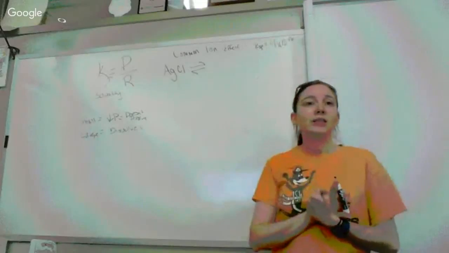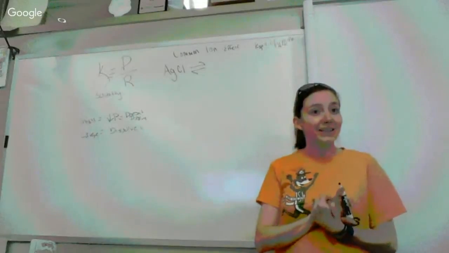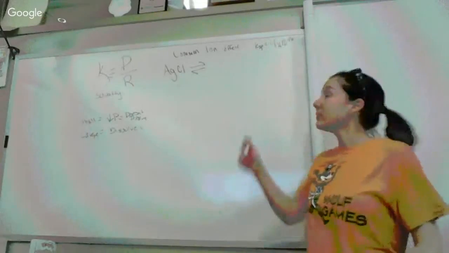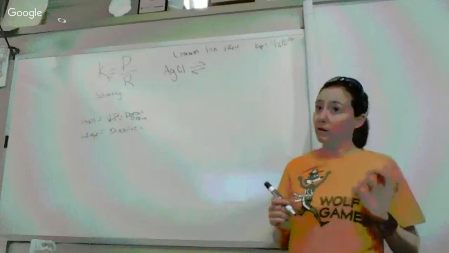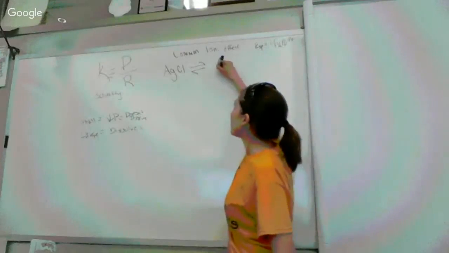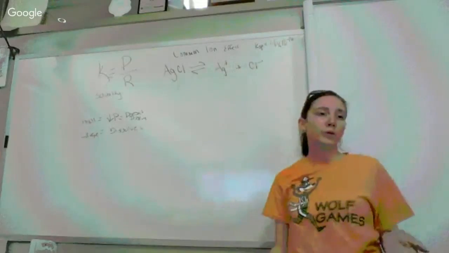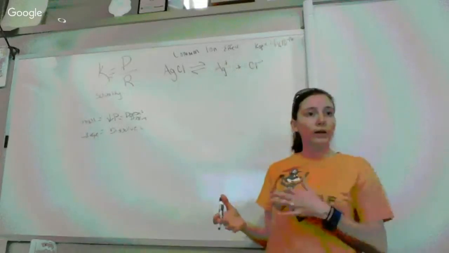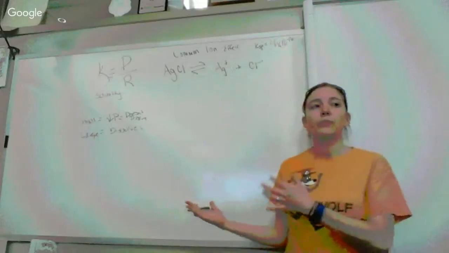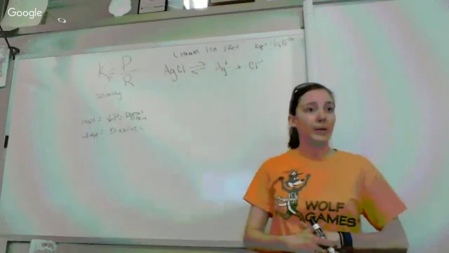But the idea is AgCl is going to dissolve some. That's a pretty small number, so we know it's not going to dissolve a lot. When it splits in water, it's going to become Ag+ and Cl-. If we just put it in regular water, you can run a regular old equilibrium problem. But that's not what you asked me about. You asked me about the common ion effect.